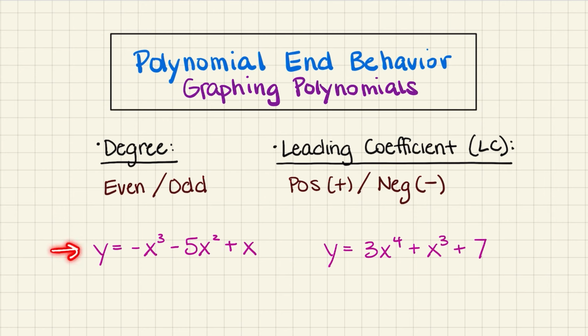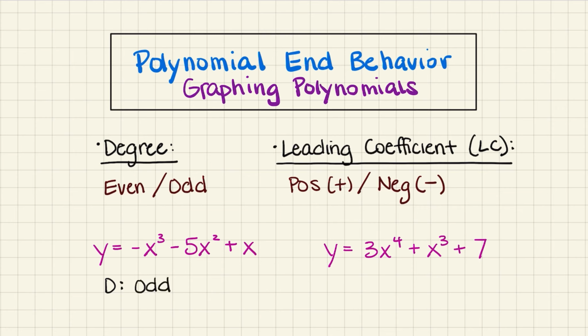Looking at this one, let's identify the degree. So the degree is the highest power of the function. Here we have an x to the third and an x squared, so this is the highest power. So if the highest power is 3, the degree is 3, is that even or odd? That is odd.